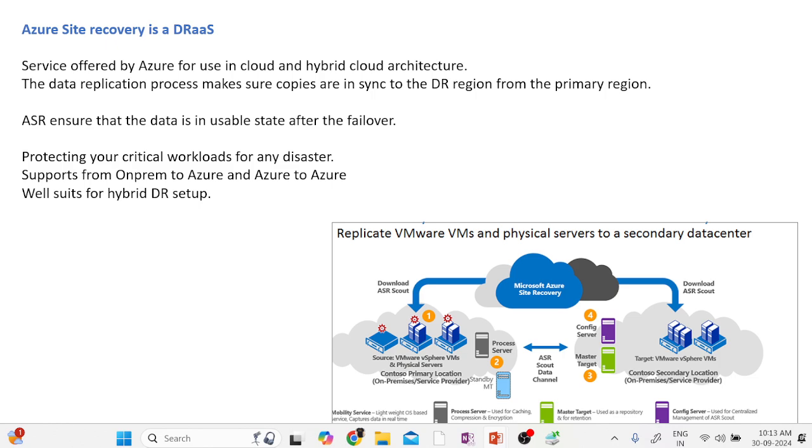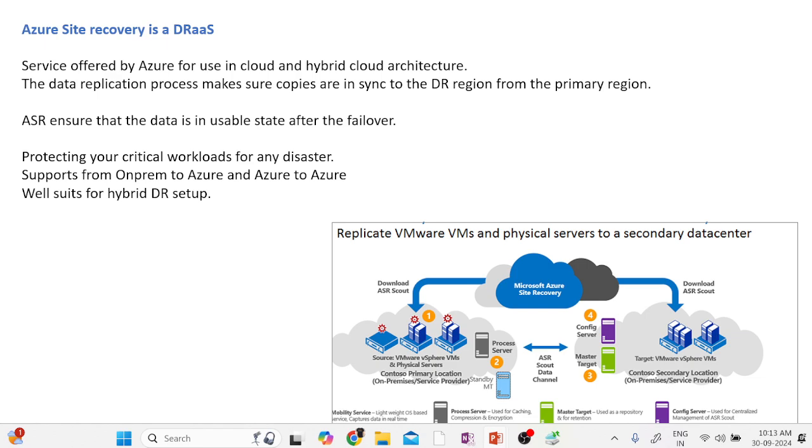Okay. On-premises means physical to Azure, VMware to Azure, and Azure to Azure, meaning you can synchronize your on-premises application to the Azure as well, or within the Azure from one region to another region also you can configure the DR. And it is well suited for the hybrid DR setup.